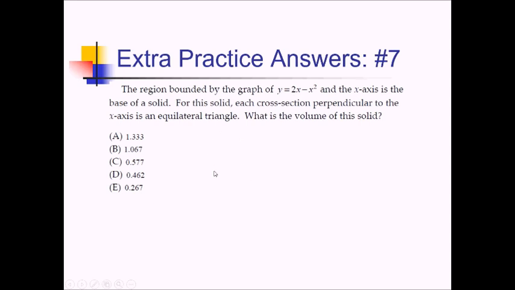It's going to be an equilateral triangle, and this is going to be a little bit tricky. In general, one half base times height is our triangle formula, but it's kind of hard to talk about equilateral triangles in terms of base times height. So here's an equilateral triangle.